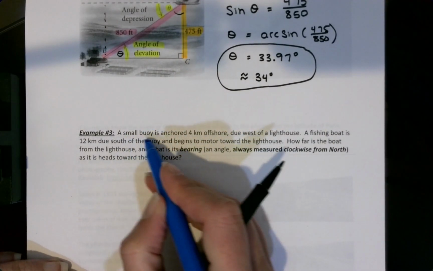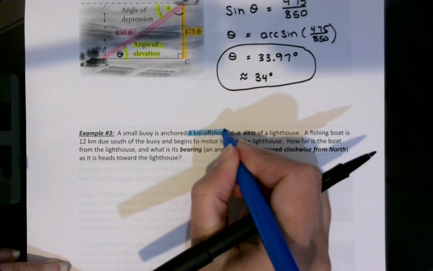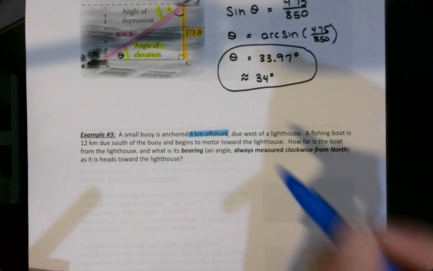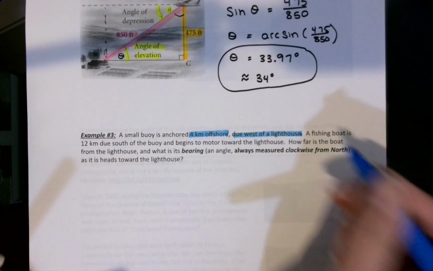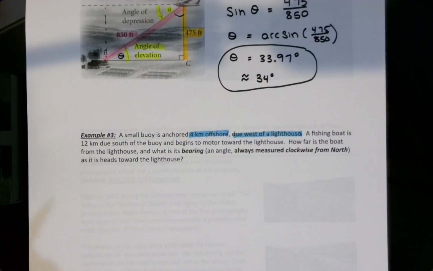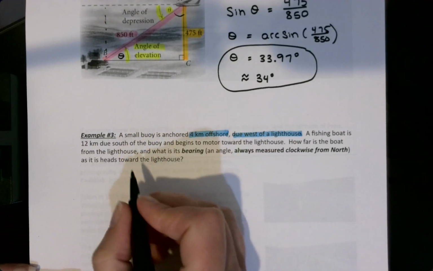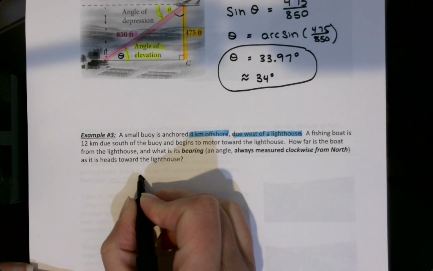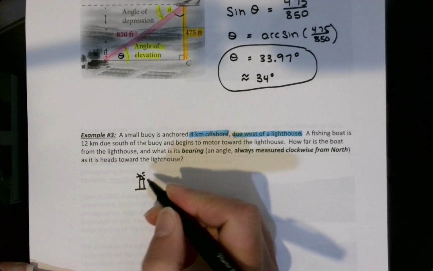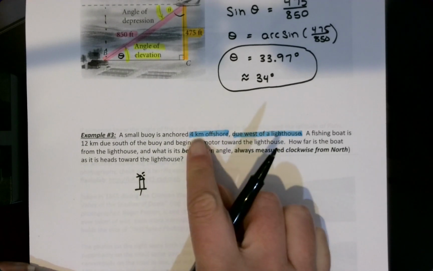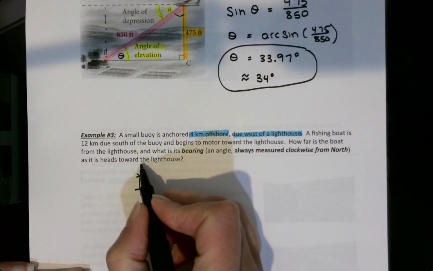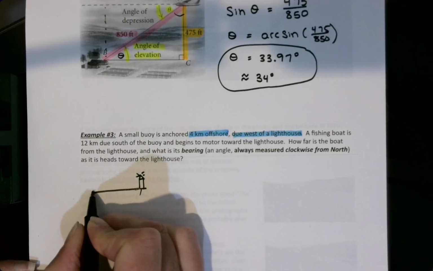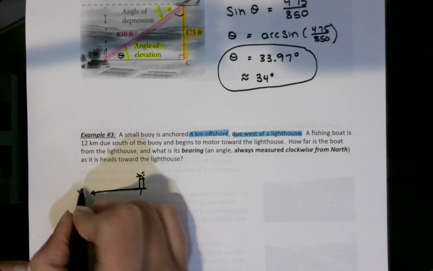A small buoy is anchored 4 kilometers offshore. And it's due west. That's actually going to be important here as well. Due west of a lighthouse. So I'm going to start my diagram right here. I'm going to draw myself a lighthouse, on some pier or something. And the buoy is due west. So north, south, east, west. So the buoy is going to be west. That's the direction of west.